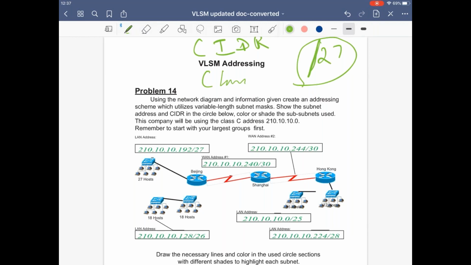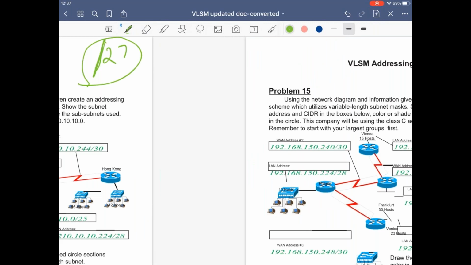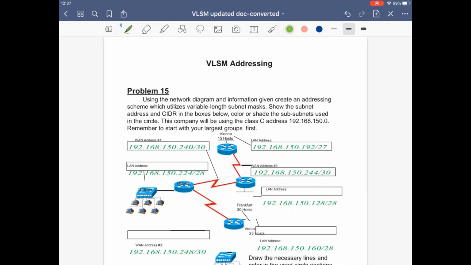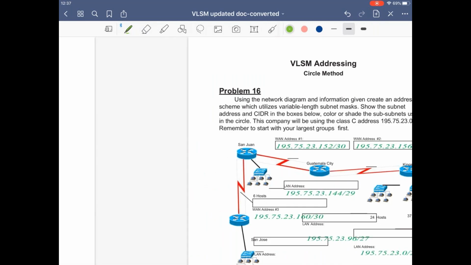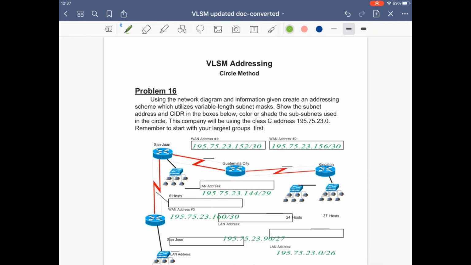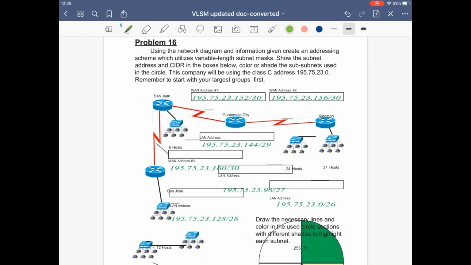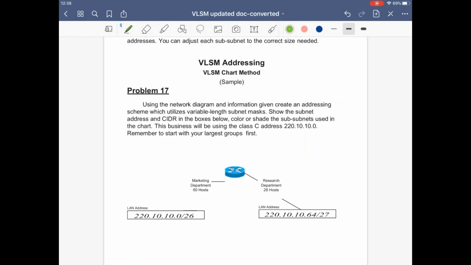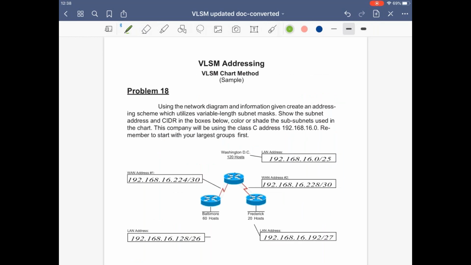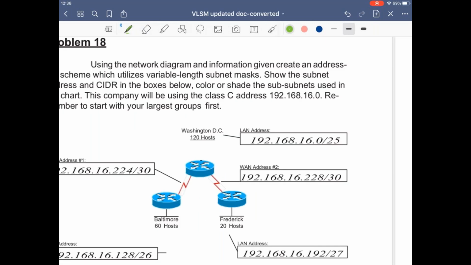One last question. So much of activity on Sunday only. This is the last question for today. Just complete this class C.